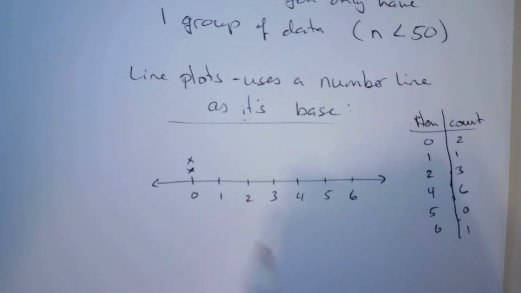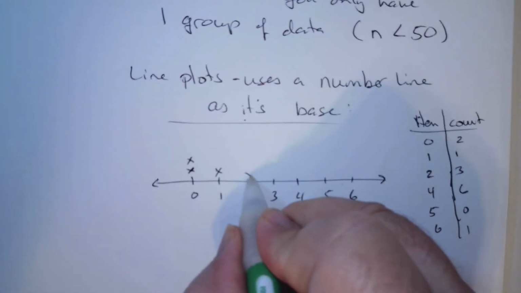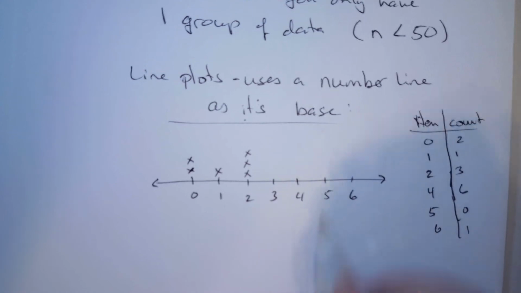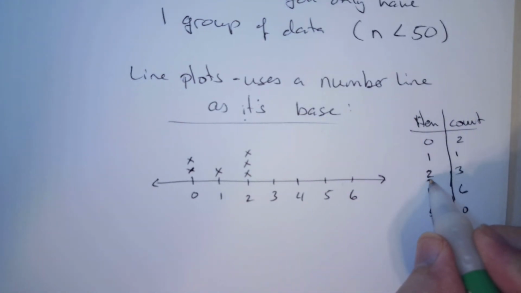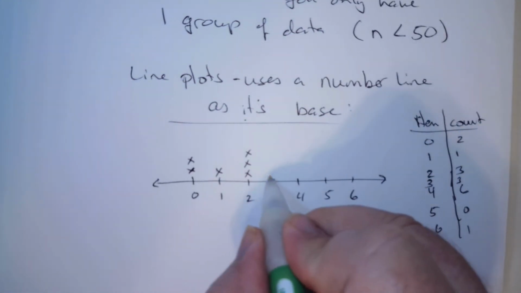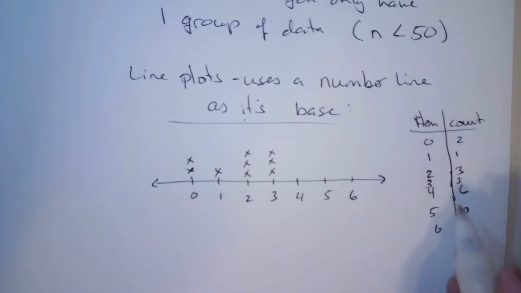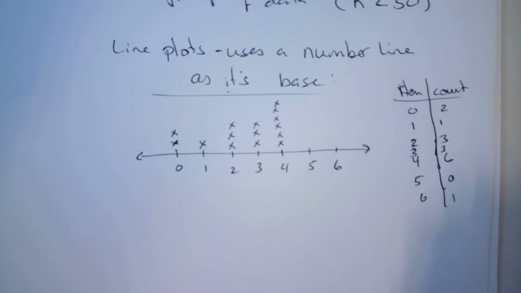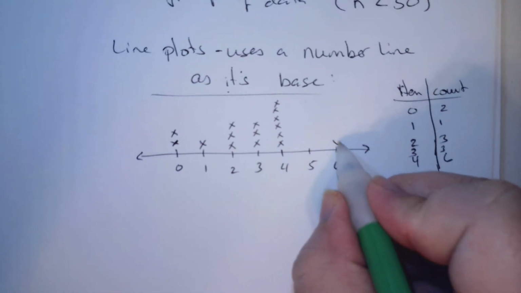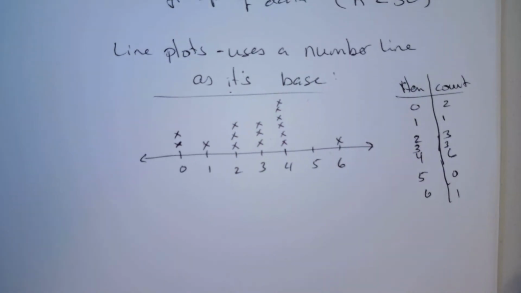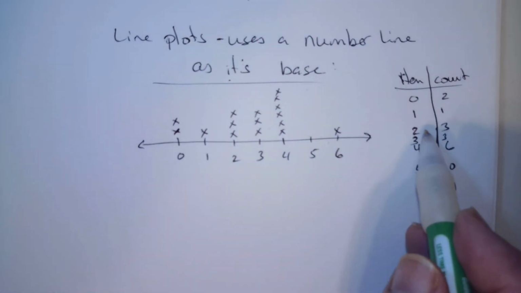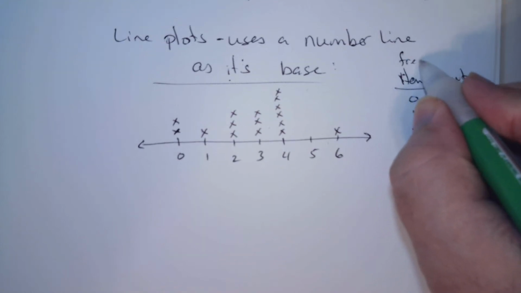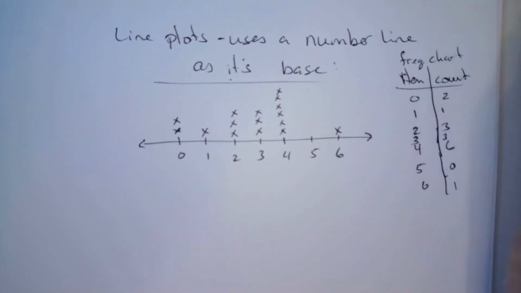Since there's 2 zeros, we put 2 X's there. We only have 1 one. We have 3 2s. 3 3s. So I put 3 3s. 4 has 6. 1, 2, 3, 4, 5, 6. 5 has none. 6 has 1. So you just convert your frequency chart. This is a frequency chart. Each item and how many they have. That's the count of it. So you simply put it that way.